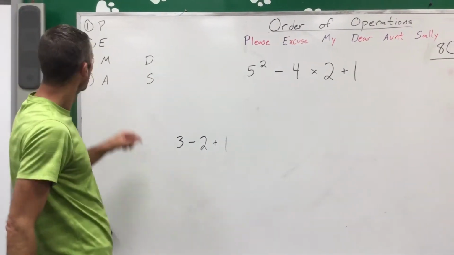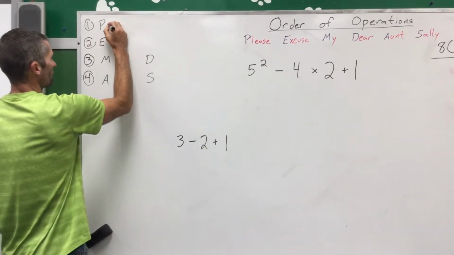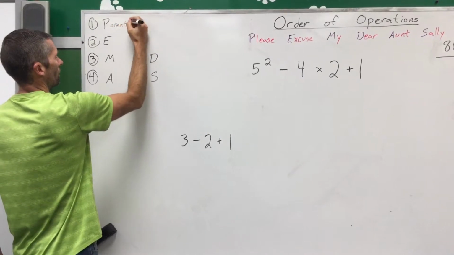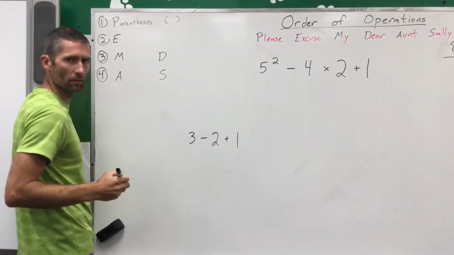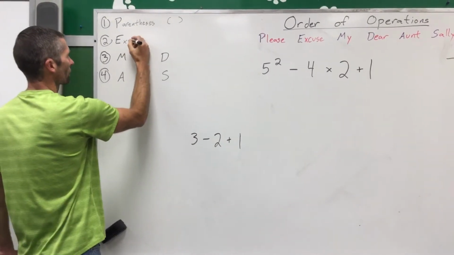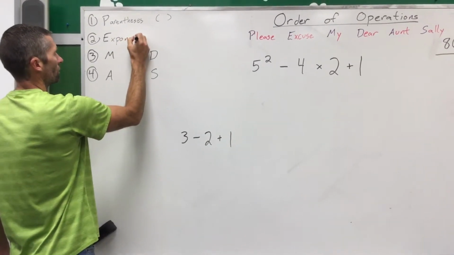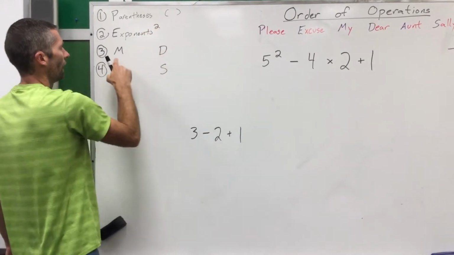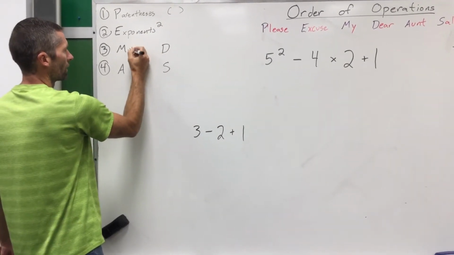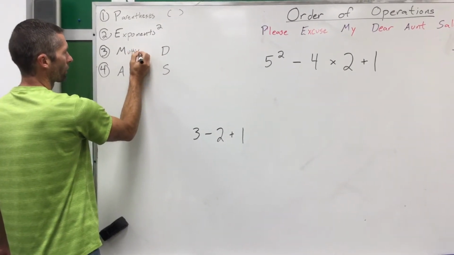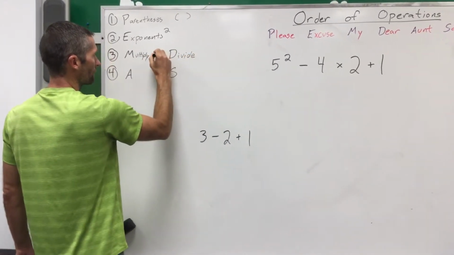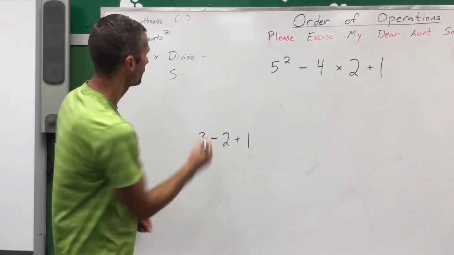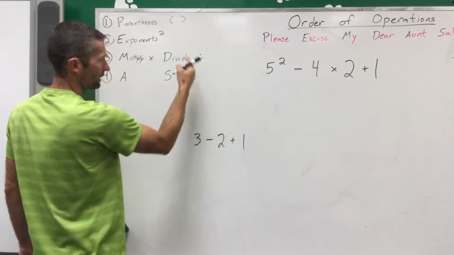P stands for parentheses. Any parentheses, that's what we do first. The E stands for exponents. We'll do exponents second. M and D stand for multiply and divide. We don't multiply before we divide. We read left to right. We solve left to right. I'll give you an example of this in a minute.